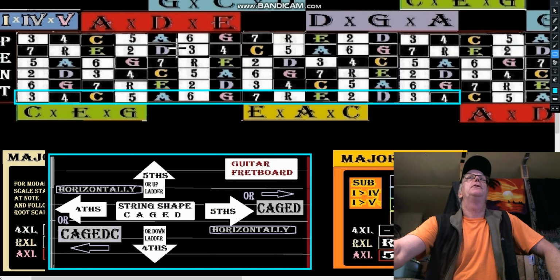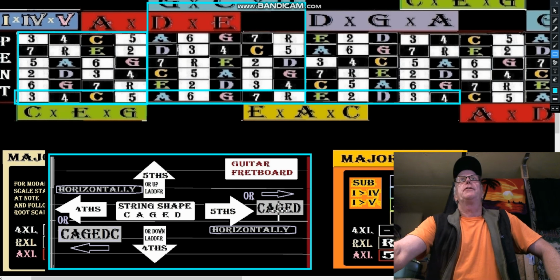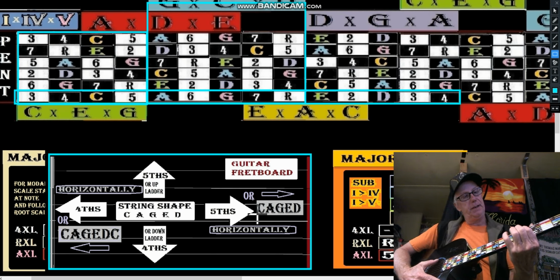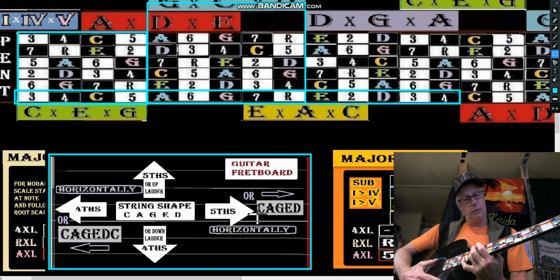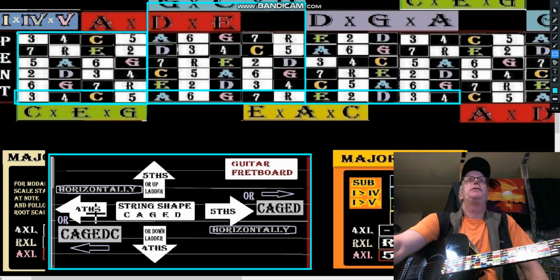They're borderline because the C box is here, and the G box actually includes, see the G way up here? I didn't get it on the picture here. The G box includes this 7 here. So we can go in fifths or encaged going to the right, going up the fretboard. Alright, that's horizontally.